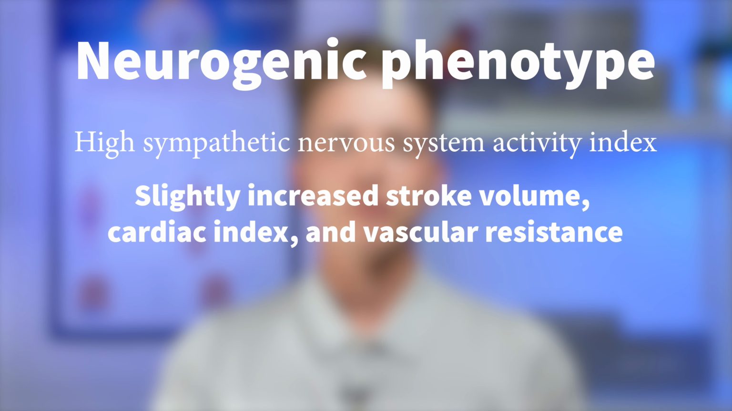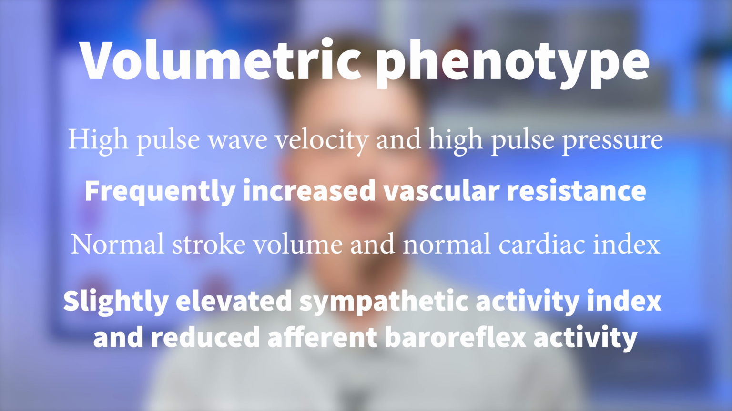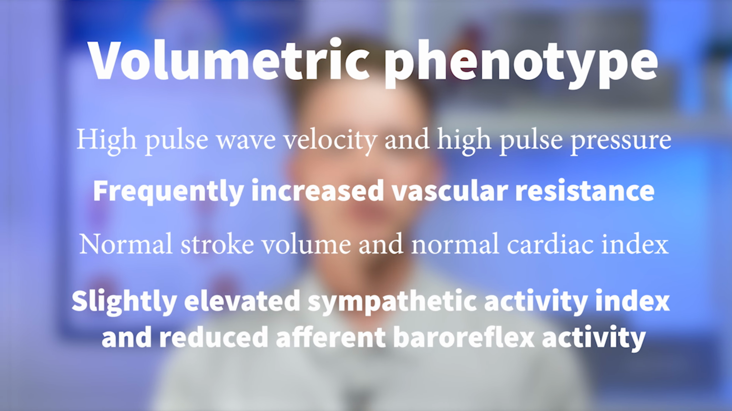Second, the neurogenic phenotype. This one involves the autonomic nervous system. Typical here is increased sympathetic activity. In other words, a nervous system that pushes blood pressure up. Pulse pressure and pulse wave velocity are usually unremarkable. Third, the volumetric phenotype. Here, the kidneys and blood volume play the central role. It's marked by a significantly increased stroke volume and elevated pulse pressure, often along with increased vascular resistance.